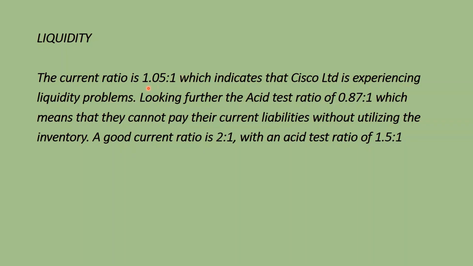A good ratio is usually 2 to 1, right? And this is below that. If we look further, the asset ratio is 0.87 to 1, which means that they cannot pay their current liabilities without utilizing the inventory. So a good asset ratio is 1.5 to 1. So Cisco Limited is definitely experiencing liquidity problems and it could get worse.